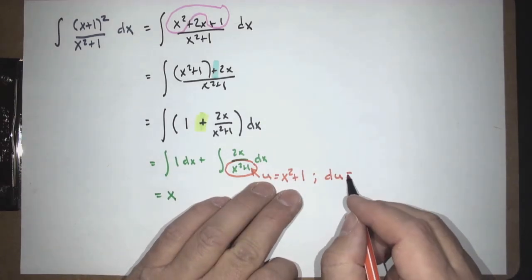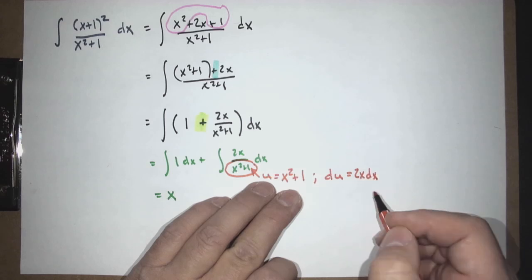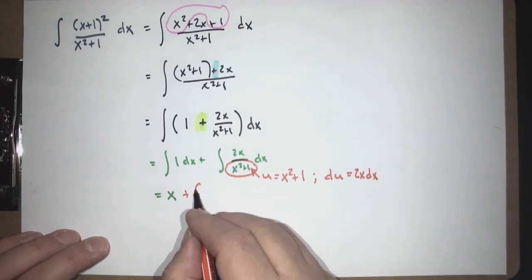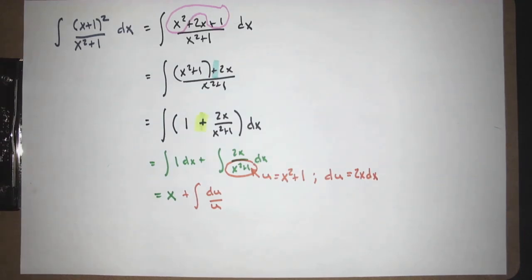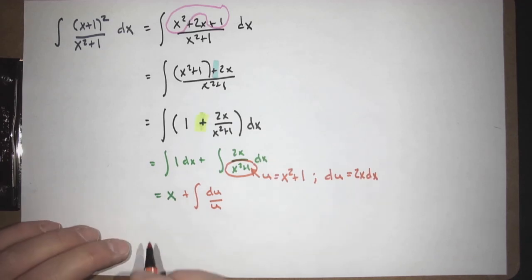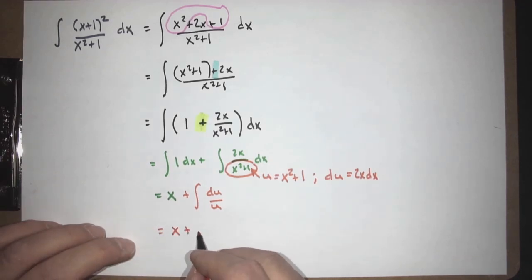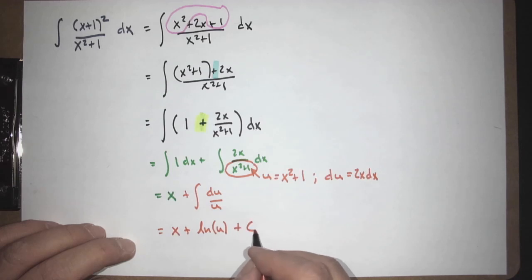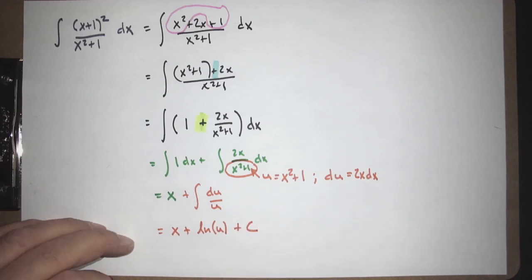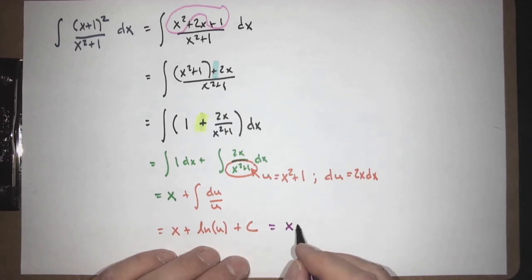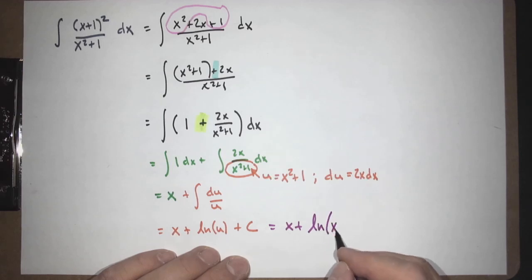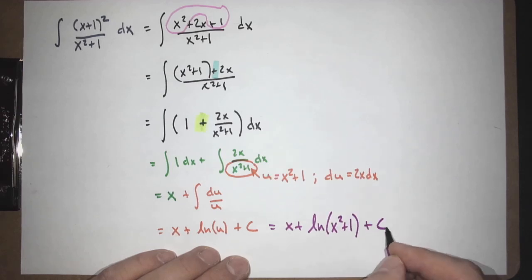Root of x squared plus 1, 2x dx. So, I'll write this as du over u. What's the integral of du over u? ln. Good. x plus log of u plus c. Is that our answer? No. How do we get to our answer then? Plug u back in, which becomes x minus ln of x squared plus 1 plus c.